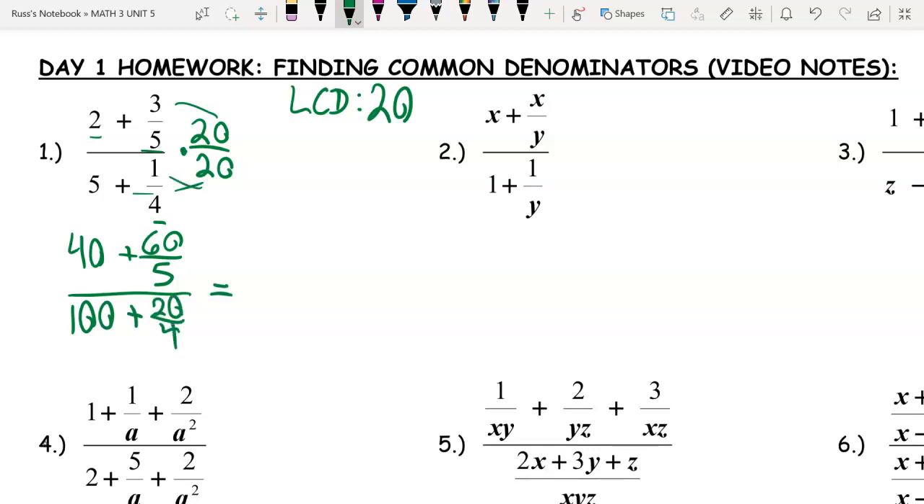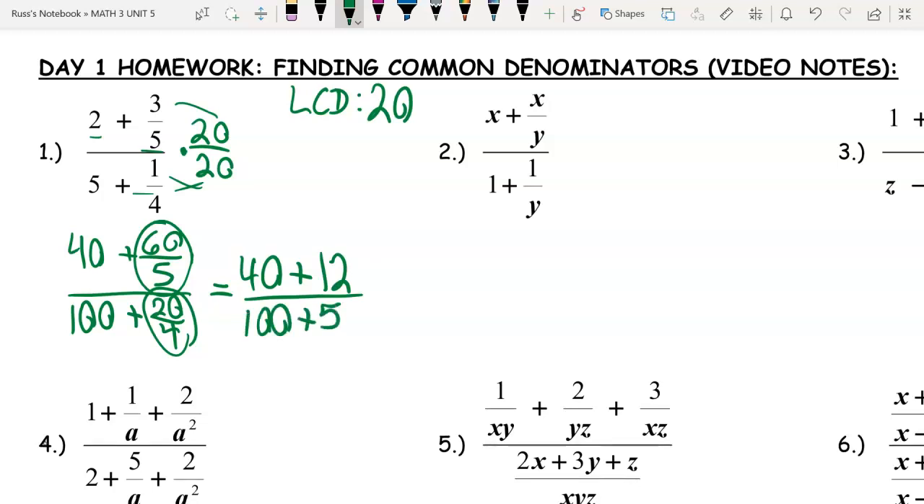Now here's what should happen to these. Now there's other ways to do this, but it connects to what we're doing. So we're going to keep it this way. The reason I do this, those should get rid of the fractions. So I should end up with 40 plus whatever 60 divided by 5 is, which is 12 here. 100 plus 20 divided by 4, that's 5. So I get 52 over 105.